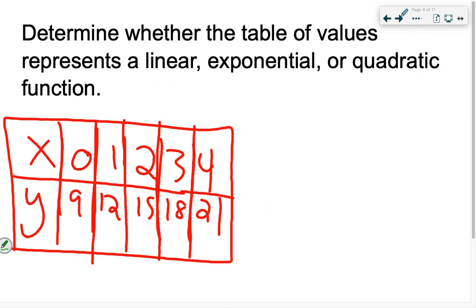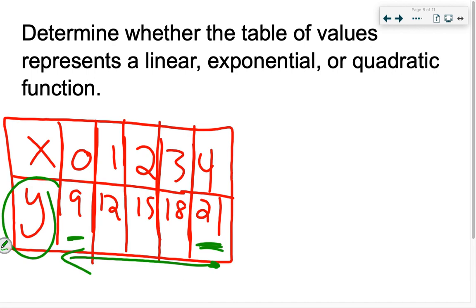So let's go on to another one. Now they can write XY tables differently. Sometimes they do them horizontally like this, and it's the same thing. We're looking at our Y values, right? And this is our first Y value. This is our last one that they give us. And so we're still going to start with the last one they give us and go backwards, okay? So don't be thrown off by the fact that it looks a little different.